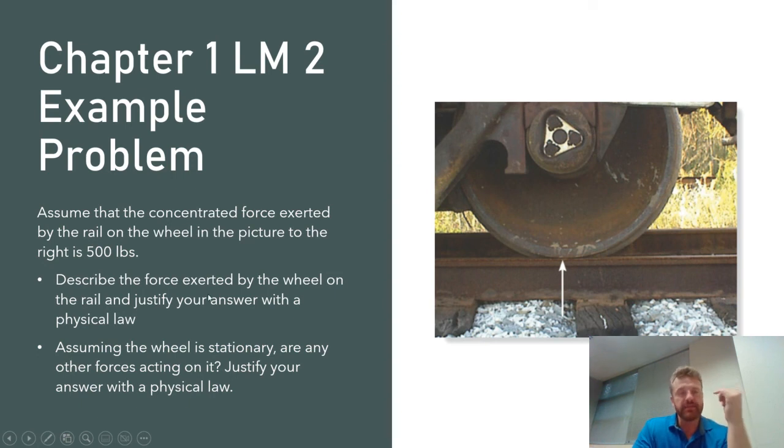Well, remember, by Newton's third law, this is just an action-reaction pair. So what that means is if the rail pushes up with a 500-pound force on the wheel, the wheel must push down with a 500-pound force on the rail. So that's just Newton's third law.